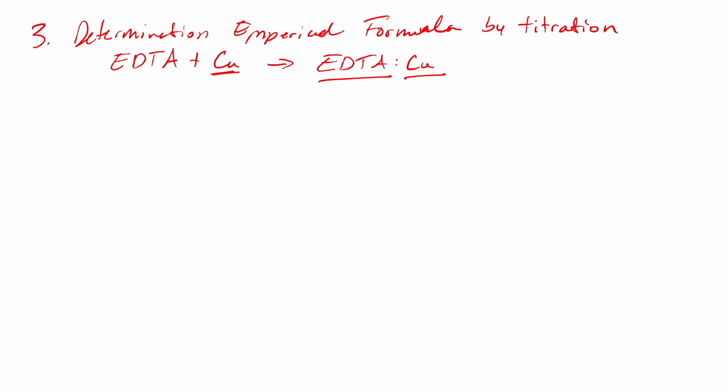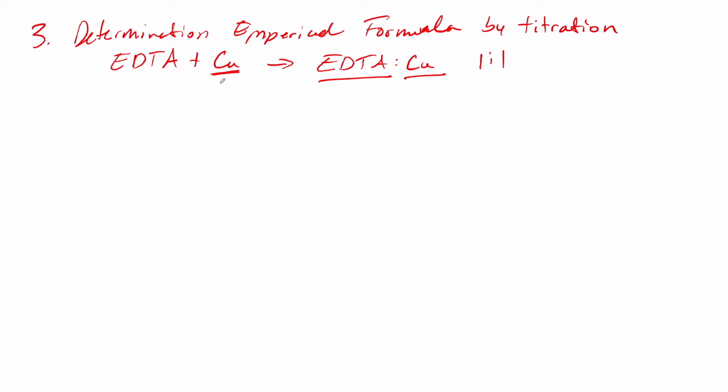And so EDTA is this molecule that has 4 arms on it. That's why it's tetraacetic acid. And these 4 arms will actually grab onto any metal. So in this case, it's copper, and it will hold a single copper atom in its 4 arms. So that means we have a 1 to 1 molar ratio. Okay. So in this case, instead of having an acid-base titration, we're doing an EDTA copper titration.